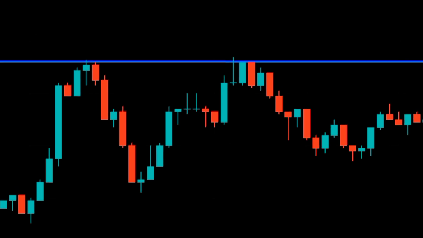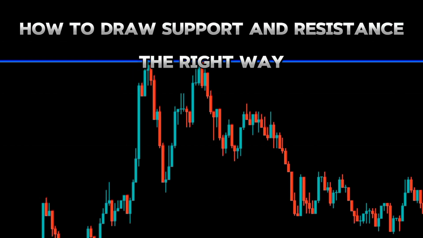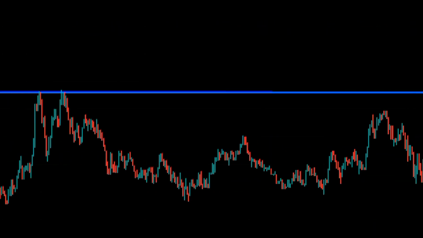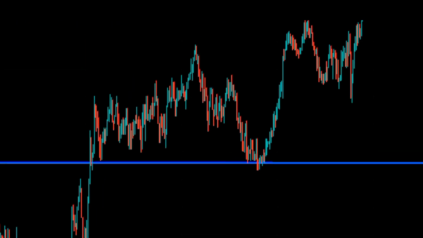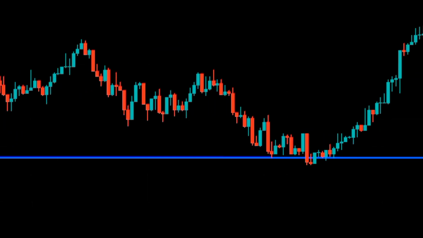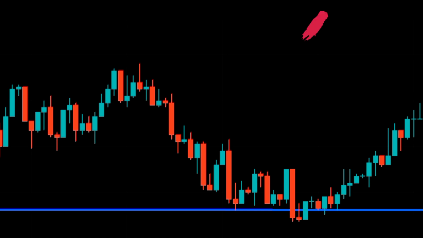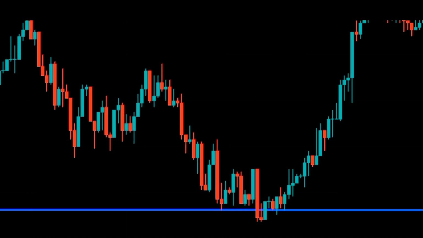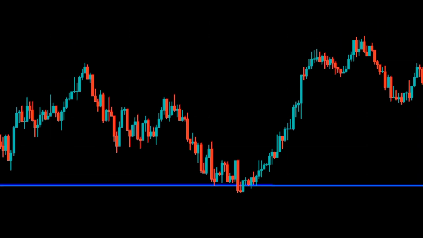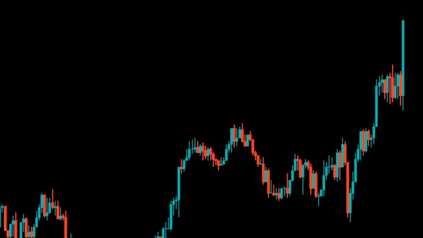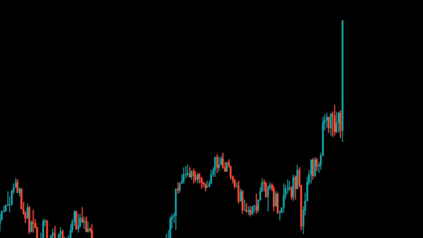Today I am going to teach you how to draw support and resistance the right way. And this is not the normal way many traders have been drawing it, because results and statistics have shown that those ways of drawing them are not profitable. And many traders are still losing so much money trading support and resistance for so many reasons.